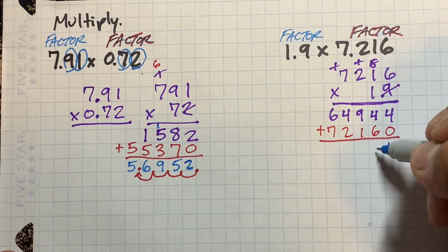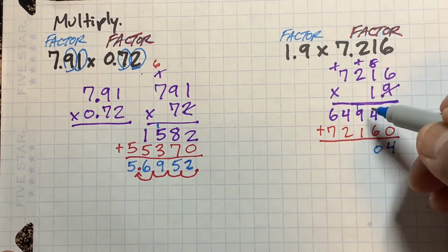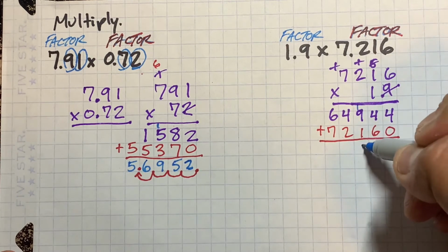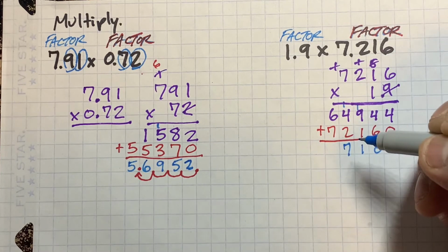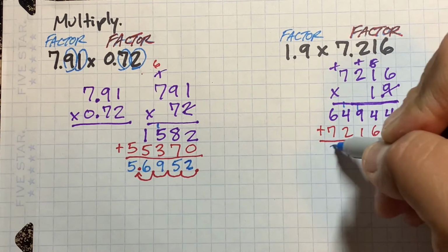4 plus 6 is going to be 10. 9 plus 1 plus 1 is going to be 11. 4 plus 2 plus 1 is 7. And of course 7 plus 6 is going to be 13.